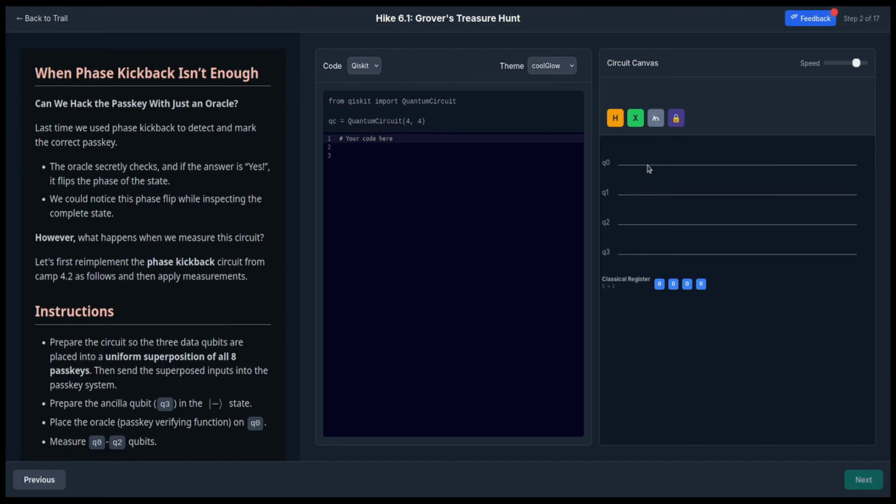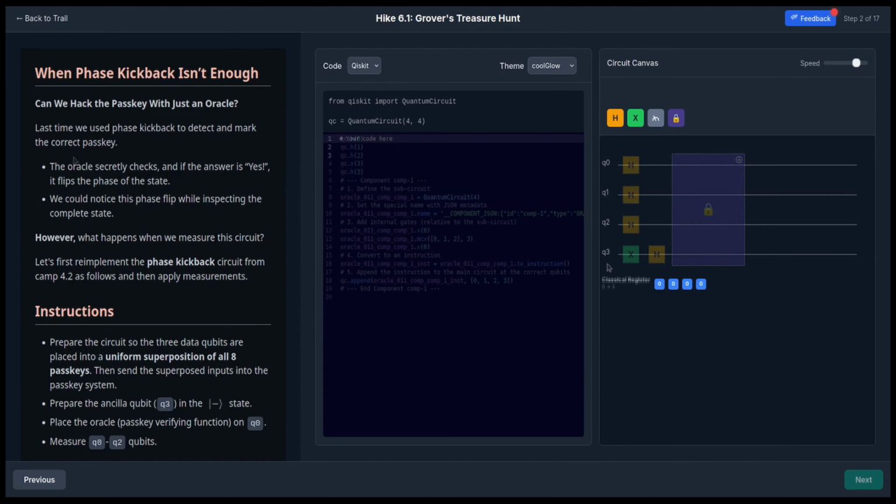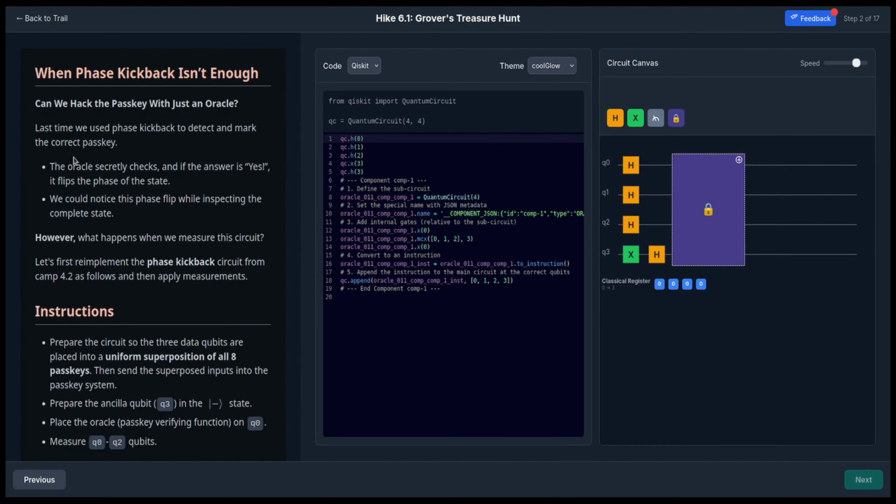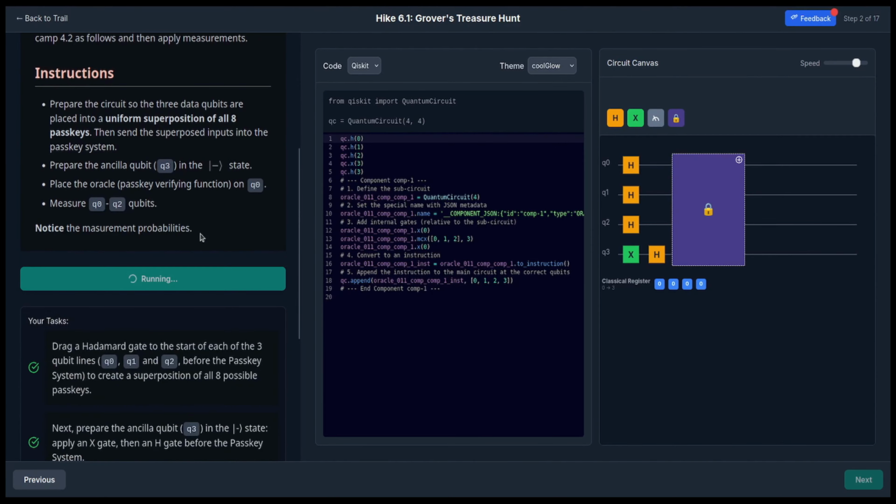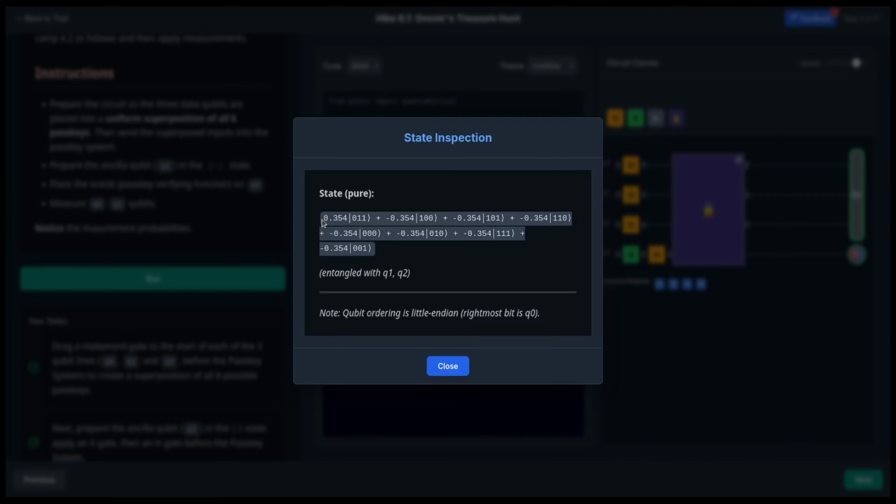In our treasure hunt, we can imagine that the treasure and the key exist in all eight states all at once. That is, they are in superposition. These 8 states can be described using 3 qubits and one extra qubit as an ancilla. When we apply the phase kickback circuit to these superposition qubits, we see that one of the states has flipped the sign. That means the quantum computer has internally marked the target state.